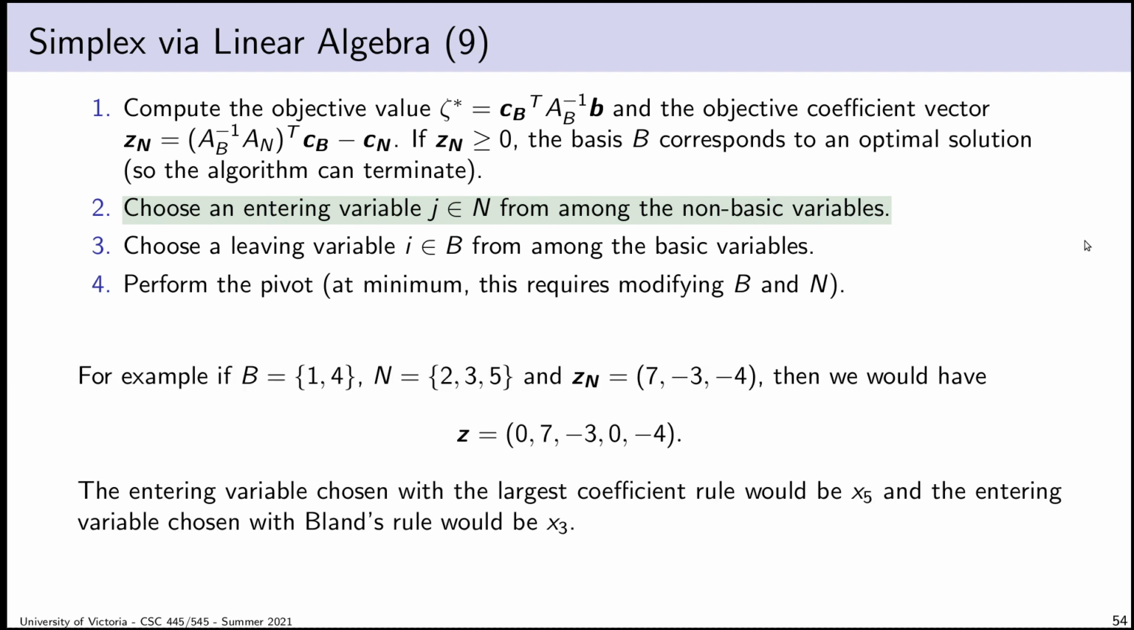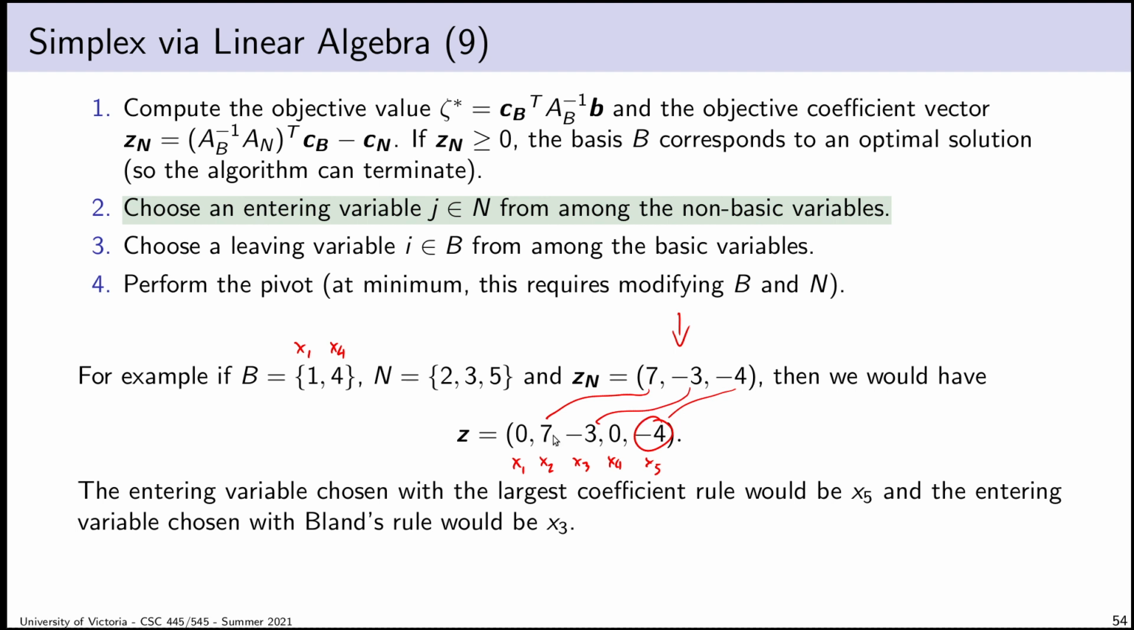So if my basis is x1 and x4, and my non-basic variables are x2, 3, and 5, and Zn equals this thing, so Zn, of course, has size 3 because there are 3 non-basic variables. The big vector z, well, I just plug in those values from Zn in the corresponding locations. And I also can observe that this is the index for x1, there's x2, there's x3, there's x4, and there's x5. So the largest coefficient rule would choose the smallest negative value, that's -4, which is in the column corresponding to x5. So x5 would be the entering variable.